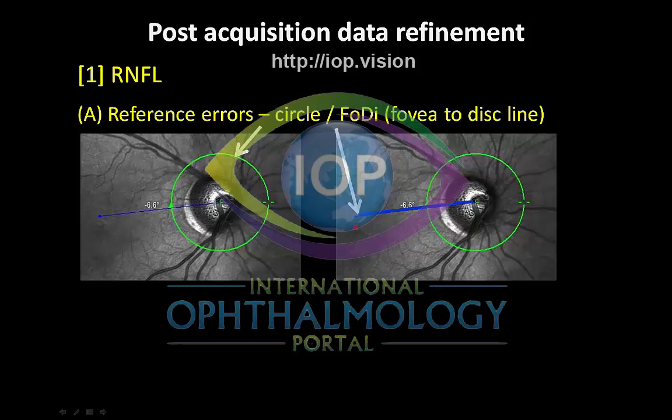So let's start with retinal nerve fiber layer analysis. If we think about reference errors, it is absolutely critical that the initial reference points are correct. So if you look at the left hand of the two images, you can see that the circle, the peripapillary green line, is not centered, but also you can see that the fovea to disc line is not actually in the correct place. It's been drawn in at -6.6 degrees, but when the true fovea is shown on the right-hand slide, you can see that it's incorrect.